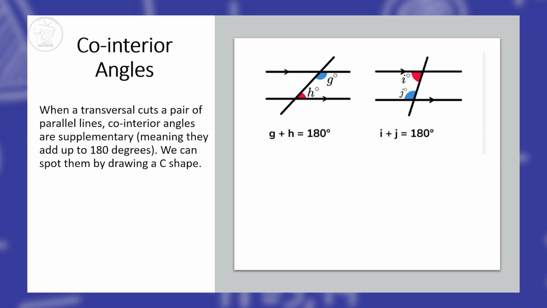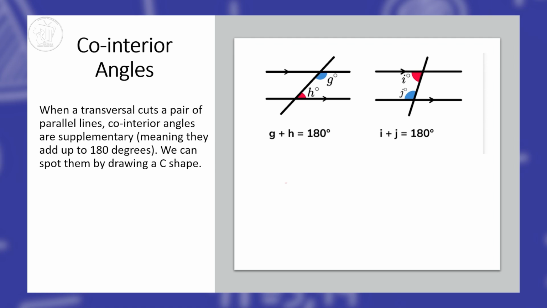Next one says co-interior angles. So as you can see, all of these different types of angles deal with parallel lines. So this one says, when a transversal cuts a pair of parallel lines again, co-interior angles are supplementary. And earlier we learned that supplementary angles add up to a total of 180 degrees. So we can spot these by drawing the C shape. For alternate angles, we looked at Z. For co-interior angles, we look at C. So from the time we have parallel lines and a transversal cuts, these two angles are co-interior angles and they are supplementary, meaning they add up to 180.